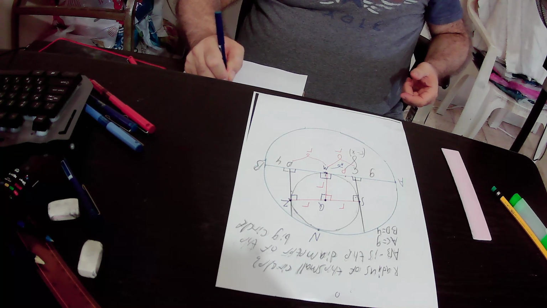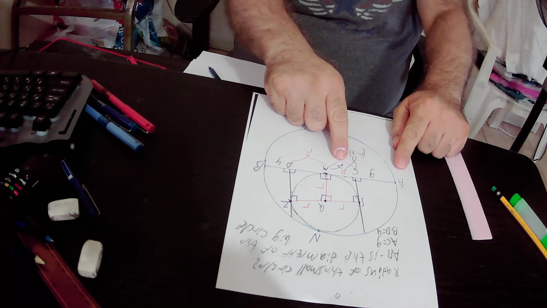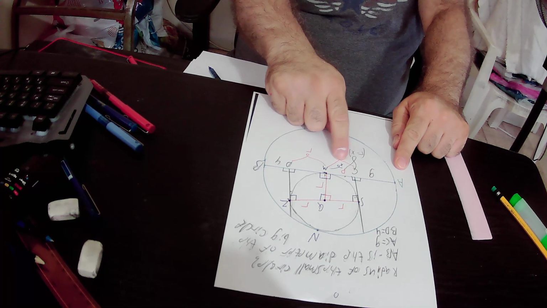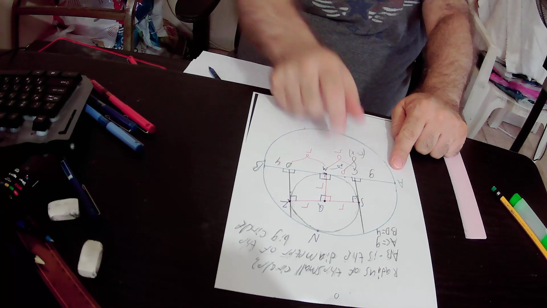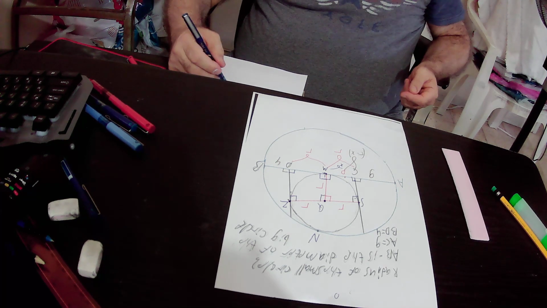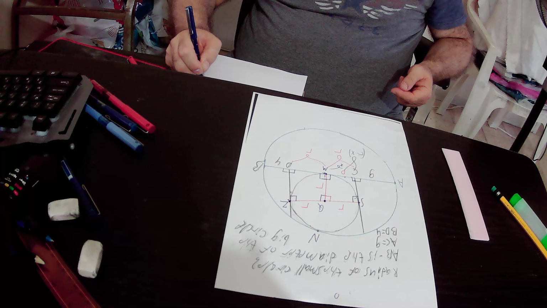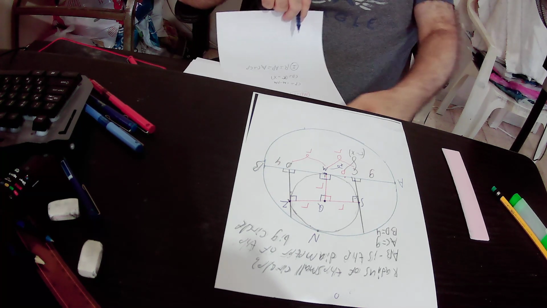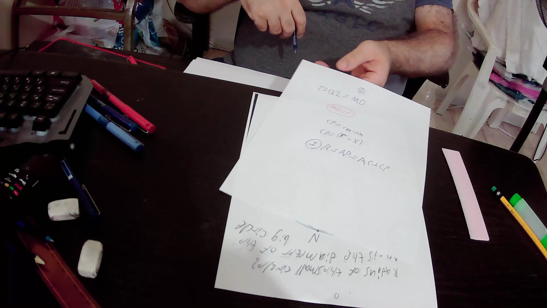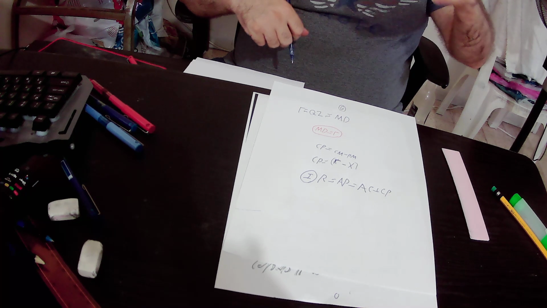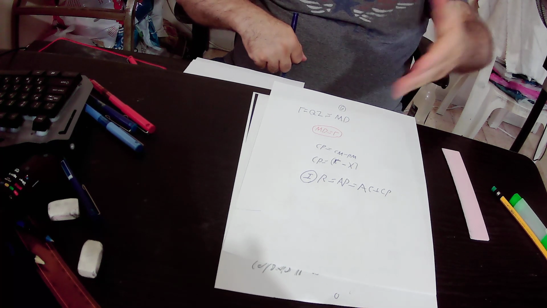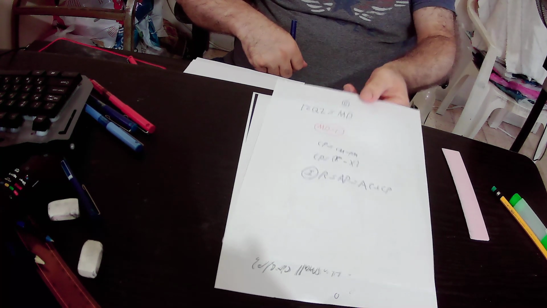But what is the value of AP? AP equals AC plus CP. The radius of the big circle equals AP, but AP equals AC plus CP.